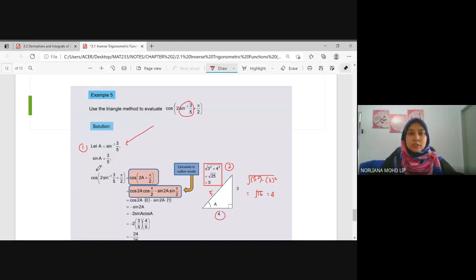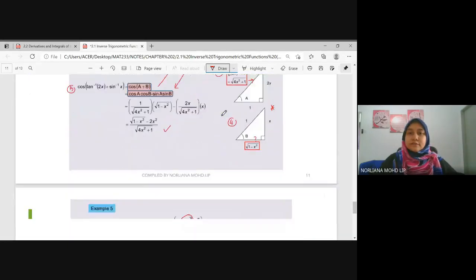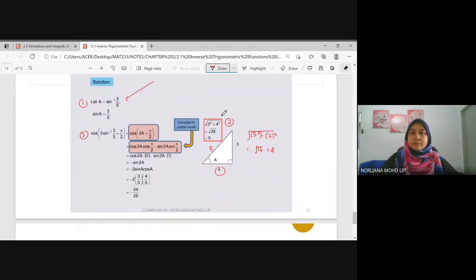And then third step, we substitute into the original question. So we get cos of 2A plus pi over 2. Then we apply the sum and difference formula for cos. As usual, check first whether it is negative. So we get negative 24 over 25. Cos pi over 2 is 0, sin pi over 2 is 1. The 0 term cancels.